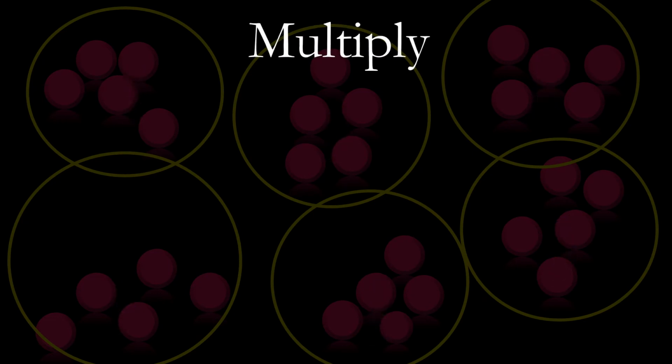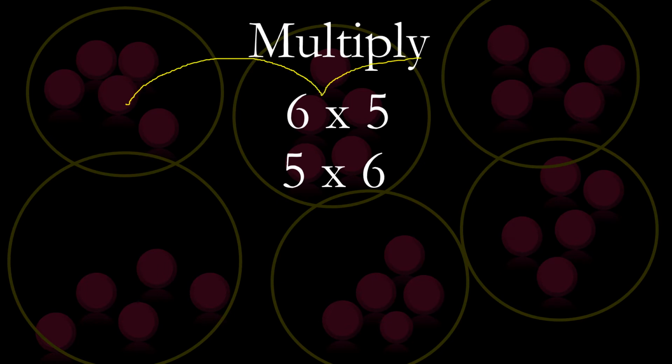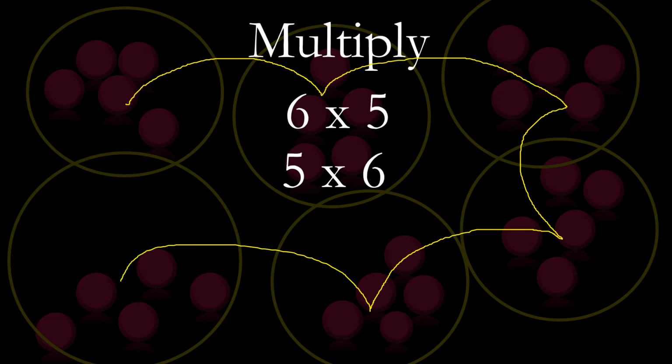So here it comes. We can multiply. We can say 6 times 5. Or, because we know we can multiply in any order, 5 times 6, there's no difference. And if you know how to skip count by 5, do it 6 times. 5, 10, 15, 20, 25, 30. So 6 times 5 and 5 times 6 equal 30. Is it starting to make sense?